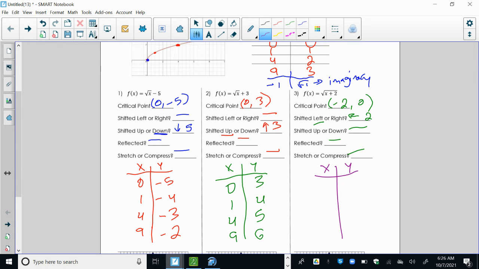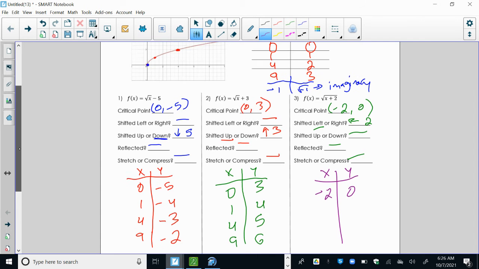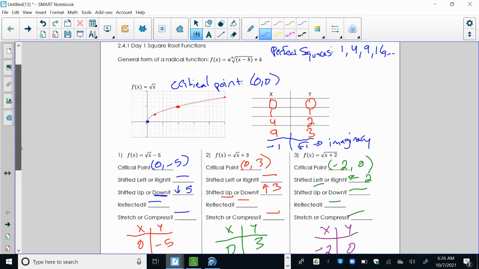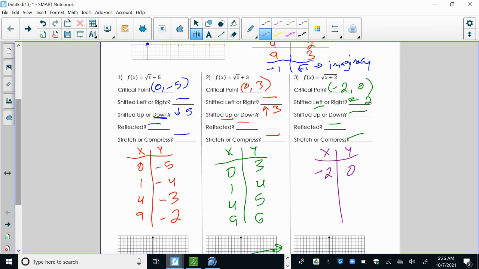So we have to be a little bit more particular about how we check our values now. So we're going to start at -2, not 0, because that's where our critical point's at. So -2 plus 2 equals 0. Square root of 0 is 0. But we're still going to go up by those same values, going up by 1, then adding 4, then adding 9. But we have to do it to the -2, okay? Because we want the results to be whole numbers when we take the square root.